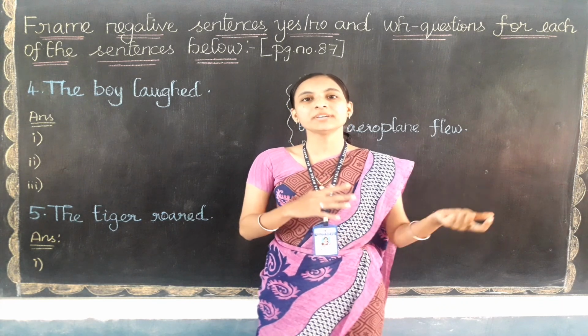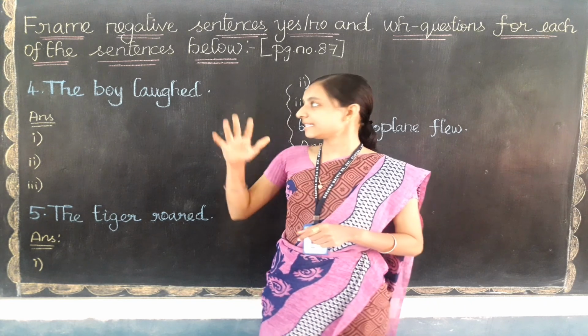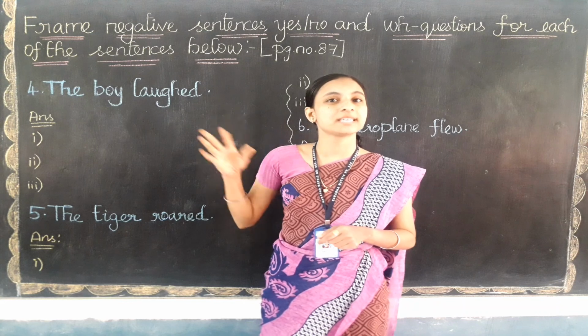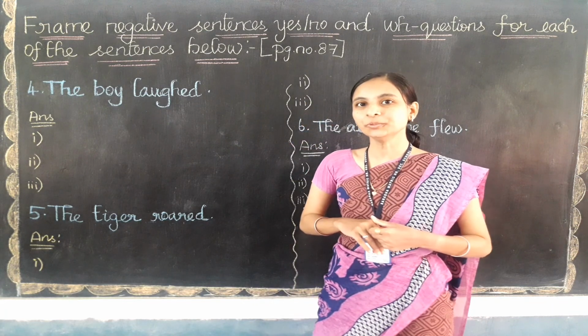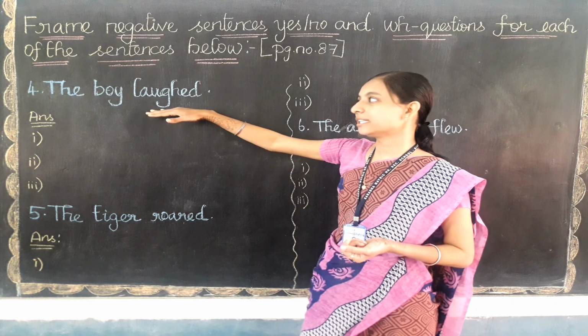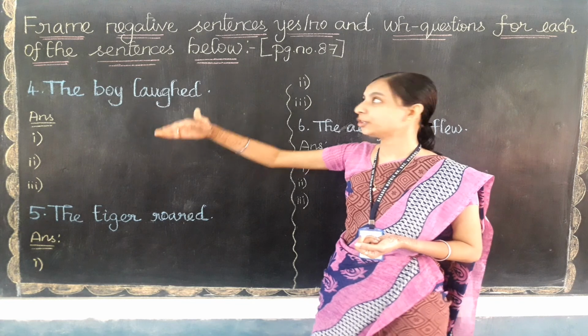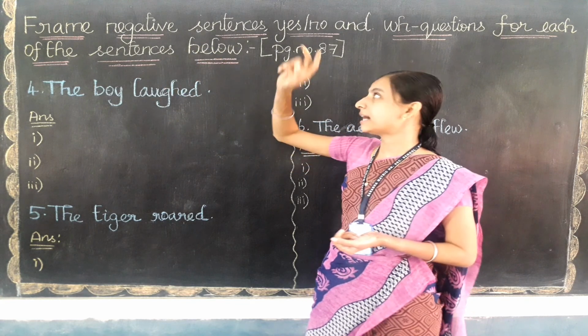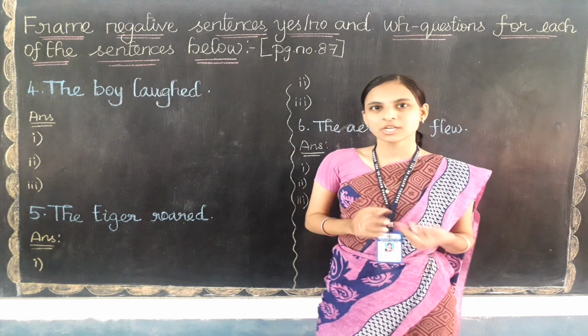Okay. So in the previous video we did the exercise on page number 86. This is the continuation, that is, the remaining 3 questions of the same exercise. What do we need to do? Yes, we need to change the simple past form sentences into negative sentences, and then yes or no questions, and also we need to frame WH questions.